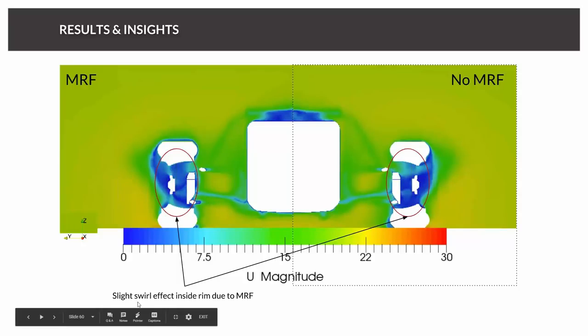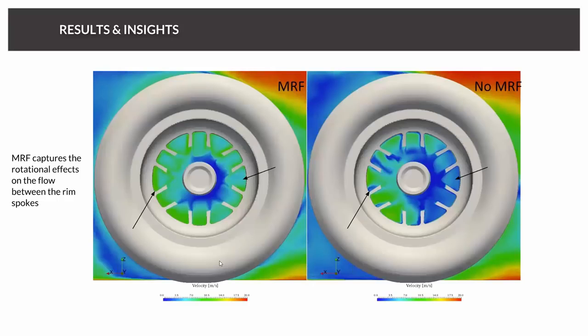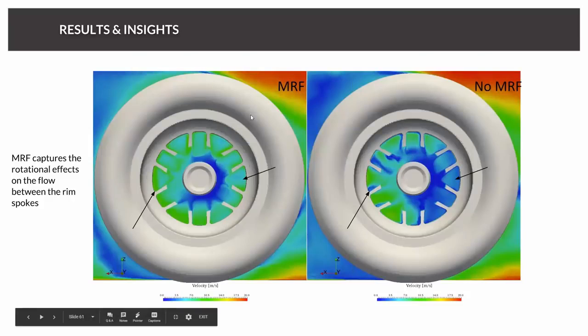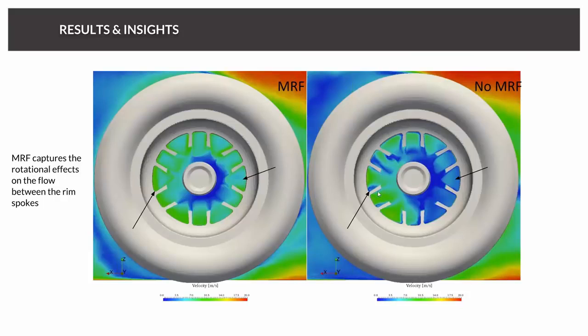And at this image, you can see it even better. If we don't have MRF, we will get flow separations behind the spoke. In this case, it's rotating in this direction. And as you can see, here we have these separations. And if we have the MRF, that's not happening. And this is how it should look like, and not like this.